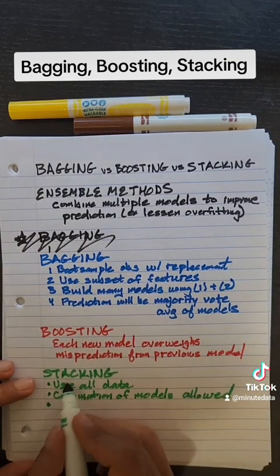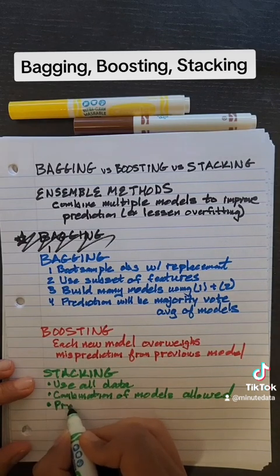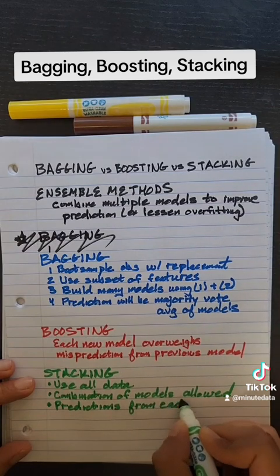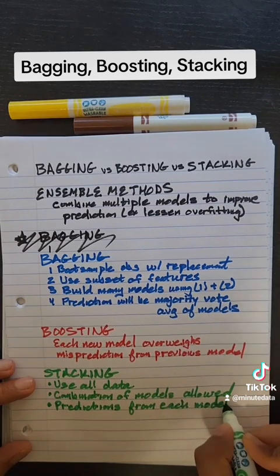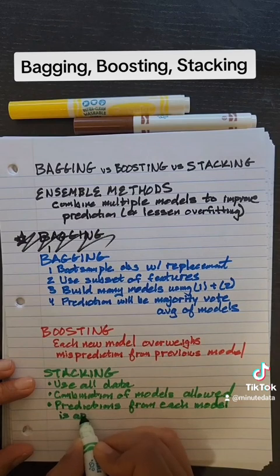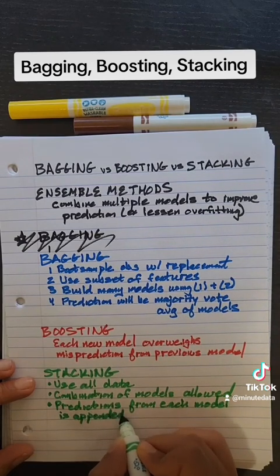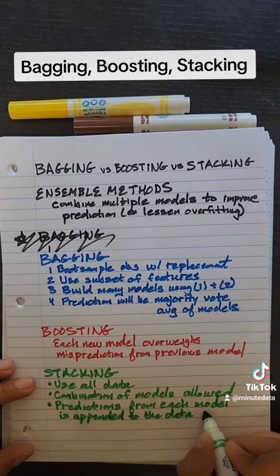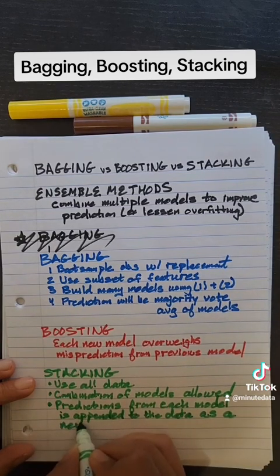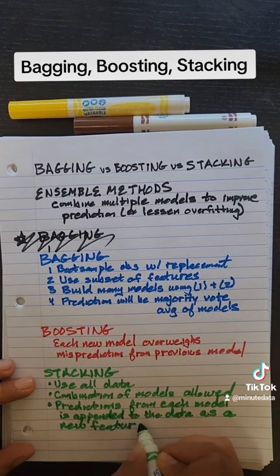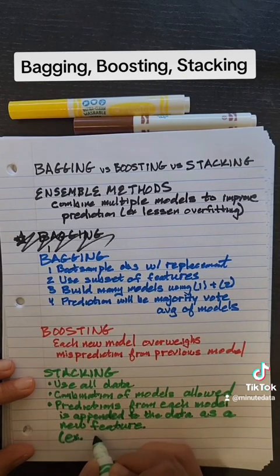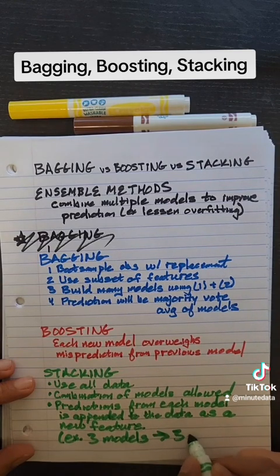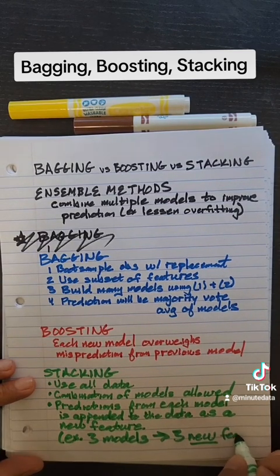And then finally, the key point of stacking is the predictions from each model is appended to the data as a new feature. As a new feature. For example, let's say you had 3 models. You're now going to have 3 new features to use.